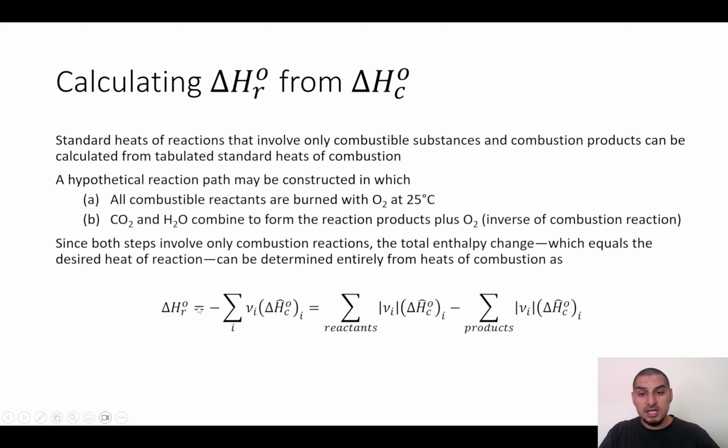In this method, we use a negative sign multiplied by the summation of the coefficients multiplied by the standard heat of combustion. So this is the main difference, this negative sign. Otherwise, the equation is the same. You just replace the standard heat of formation by the standard heat of combustion. Otherwise, everything is the same. So this is how we can write the equation. It is the summation of the coefficient multiplied by the standard heat of combustion of the reactants minus the products.